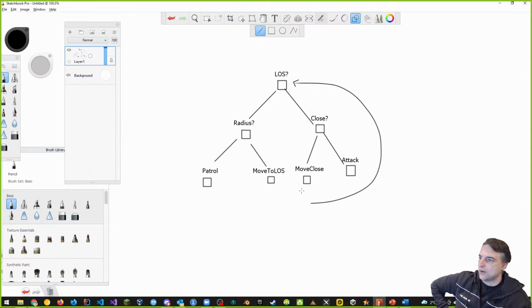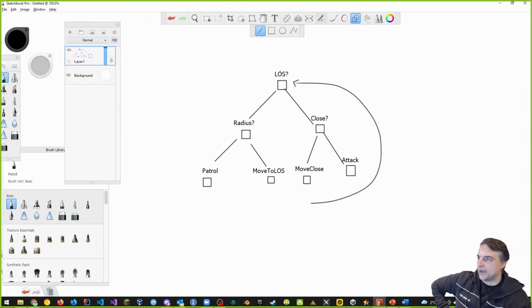Okay, so let's start this off. Do I have line of sight? No. Is the player within the radius? No. Patrol. Okay, go back. Do I have line of sight now? No. Is the player in the radius? Yes, I've detected the player. Move to line of sight. Okay, cool. Do I have line of sight? Yes. Okay, am I close? No. Move closer to the player. Okay, let's go back out to here.